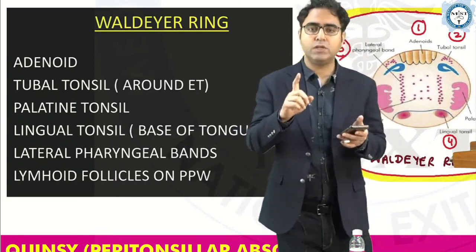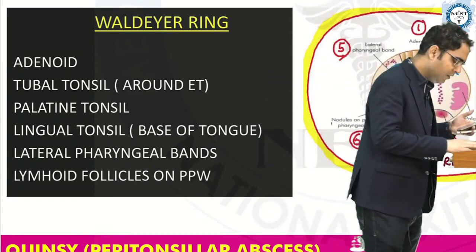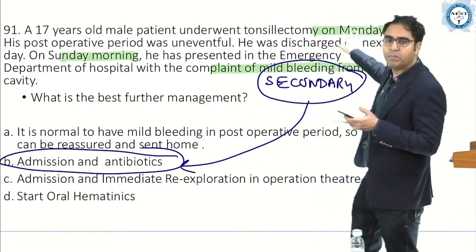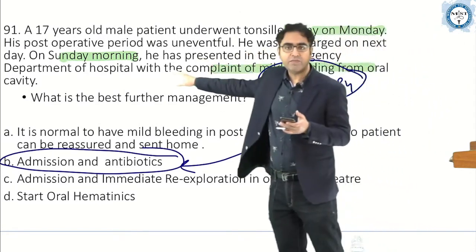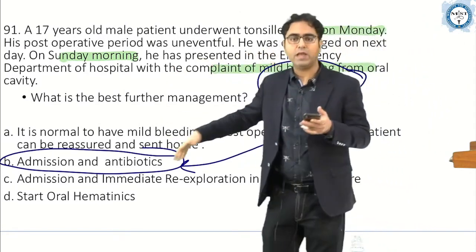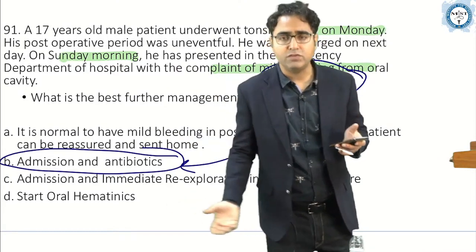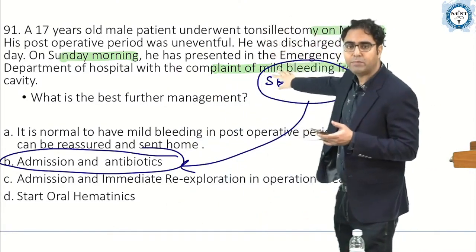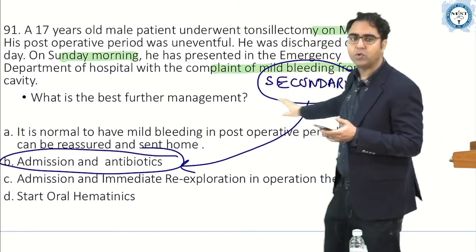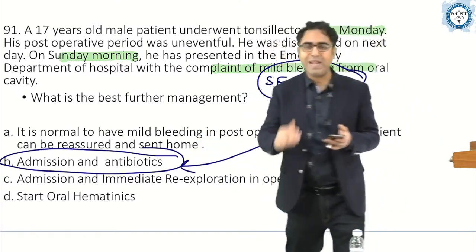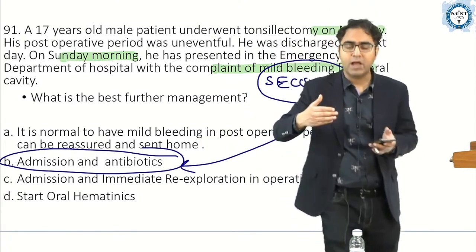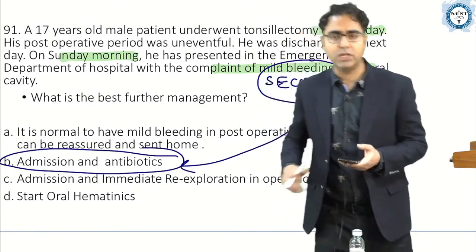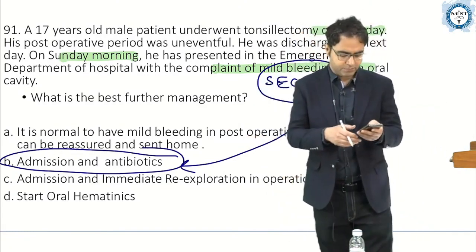If you remember, beta, the question was that the patient was operated on Monday. Look at it, Monday. The patient started bleeding on Sunday, after 6 days, beta. After 24 hours, any bleeding is reactionary or secondary? It's a secondary bleeding. Secondary is a mild bleeding. Secondary hemorrhage, you go for admission and antibiotics. Monday you got operated, Sunday you are bleeding after so many days. Of course, it's a secondary bleed, which is a mild bleed and due to infection. That's why admission and antibiotics, beta.